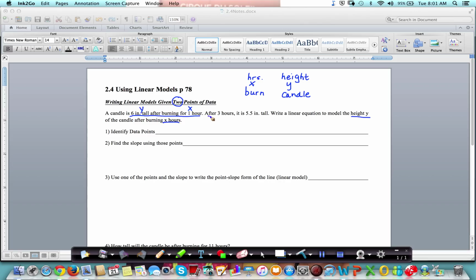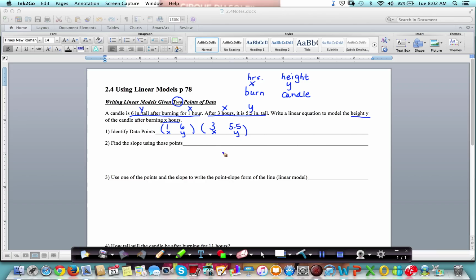And then here I have my second data point. So 3 hours is my x, the hours burned is my x, and 5.5 inches tall is my y. So they've just given me two sets of data here. So x, y, first point is going to be 1 and 6, and my second x, y is going to be 3 and 5.5. And the other thing I want to check is to make sure they're in the same unit of measure. So 6 inches and 5.5 inches, so those are both in inches, and then the x's are both in hours, so we're good there.